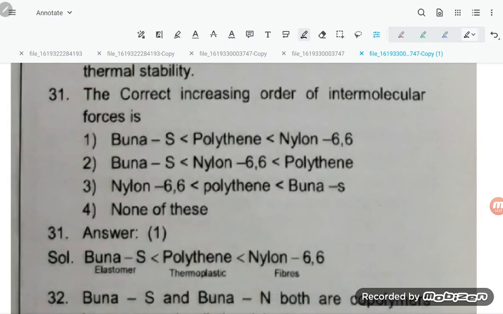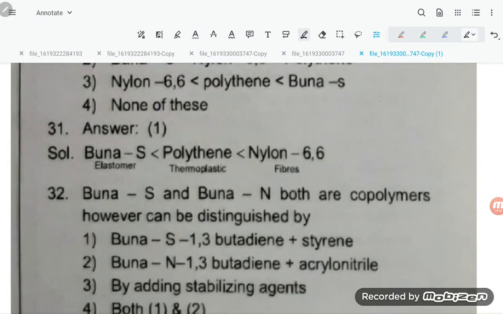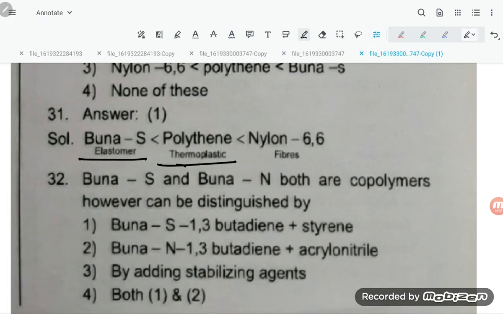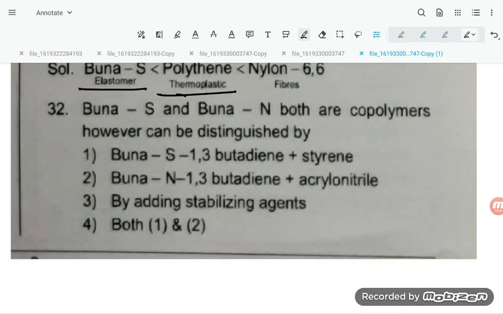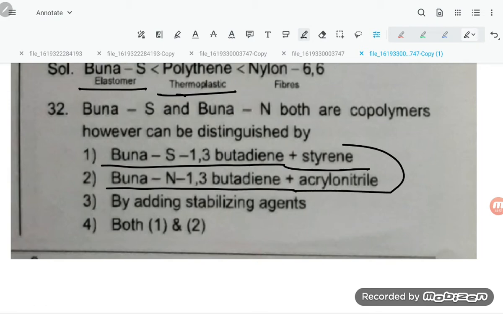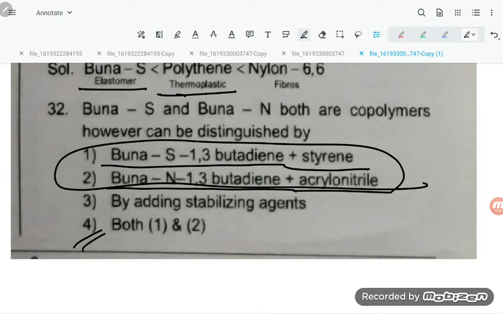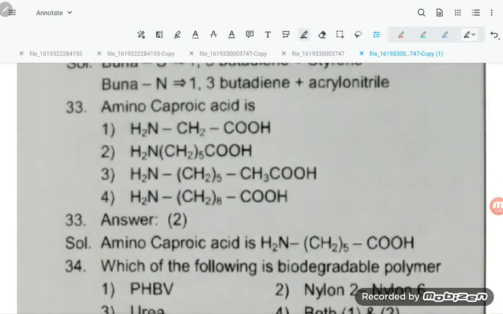The correct increasing order of intermolecular forces is which one? Buna-S, then polythene, then nylon 6,6. So elastomer, thermoplastic and fibers. Buna-S and Buna-N both are copolymers, however they can be distinguished by 1 and 2. Buna-S is 1,3-butadiene plus styrene, and Buna-N is 1,3-butadiene plus acrylonitrile. So 1 and 2 are correct, which means option number 4 is the required answer.